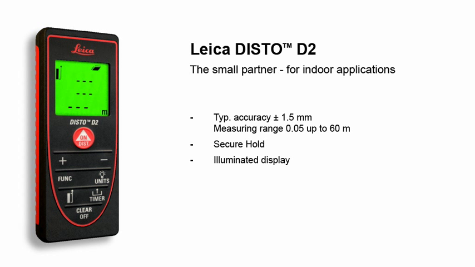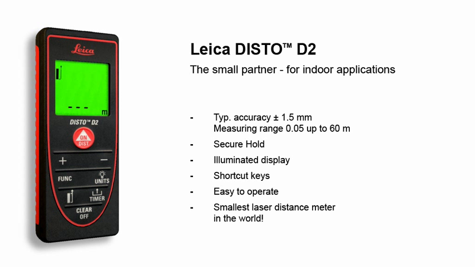The three-line display shows the results clearly. Shortcut keys for frequently used functions ensure easy use and rapid access. In no time at all, distances can be measured and areas or volumes can be calculated. The smallest laser distance meter in the world. Your reliable partner that fits into every pocket.